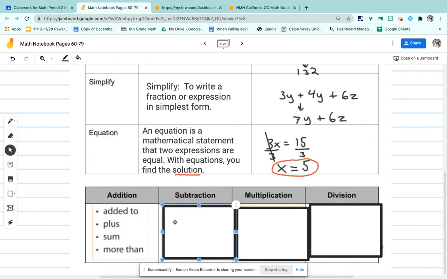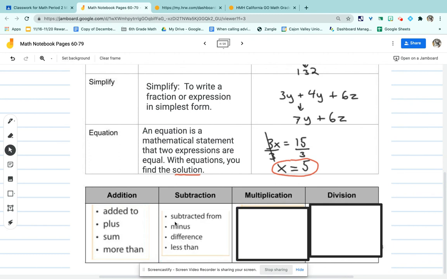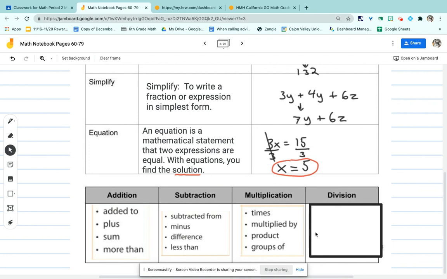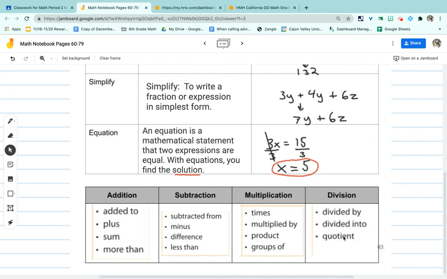If you are writing down a subtraction number sentence, you might see words like subtracted from, minus, difference, less than. If you're translating a sentence into number form with multiplication, you might see words like times, multiplied by, product, or groups of. And of course, if you're using division, translating expressions that were written in word form into number form with division, you might see words like divided by, divided into, or quotient.